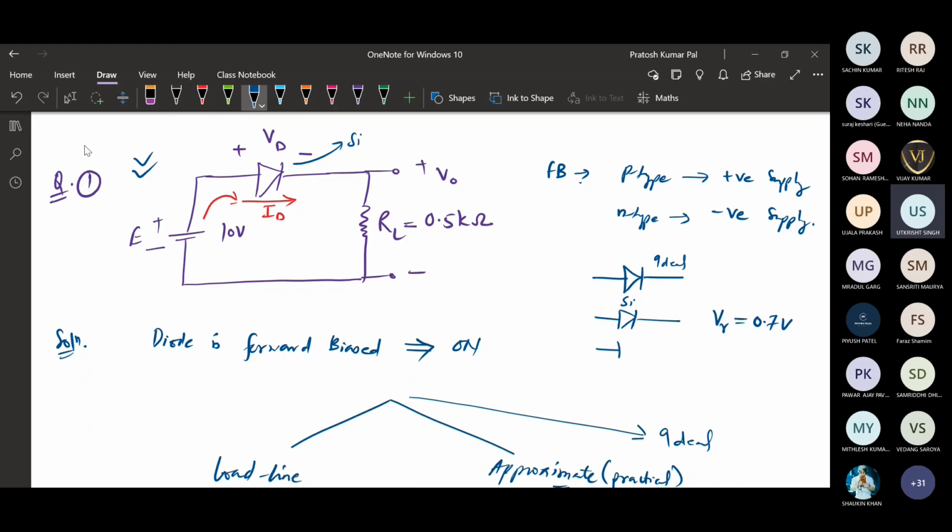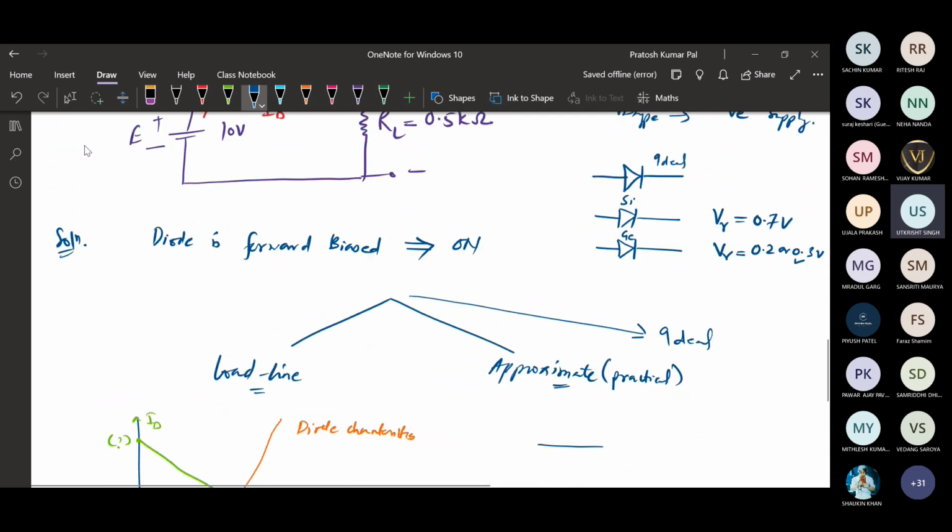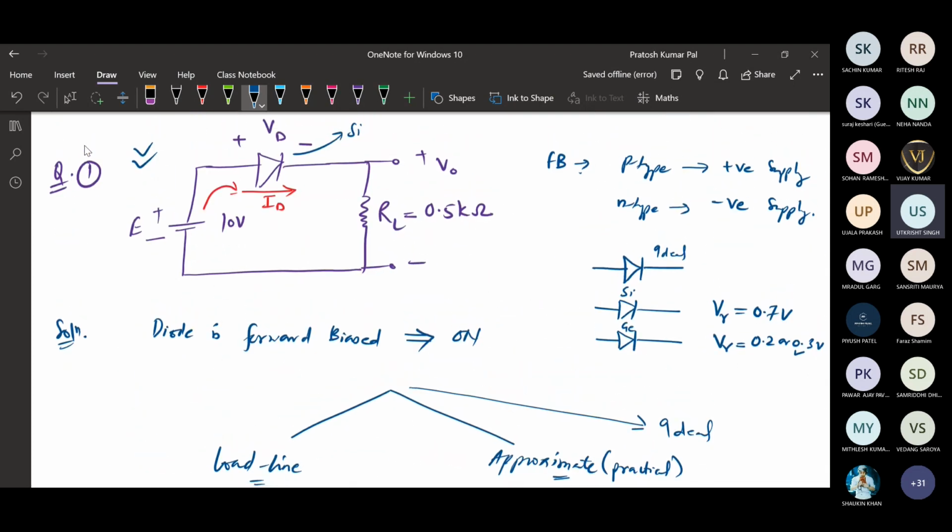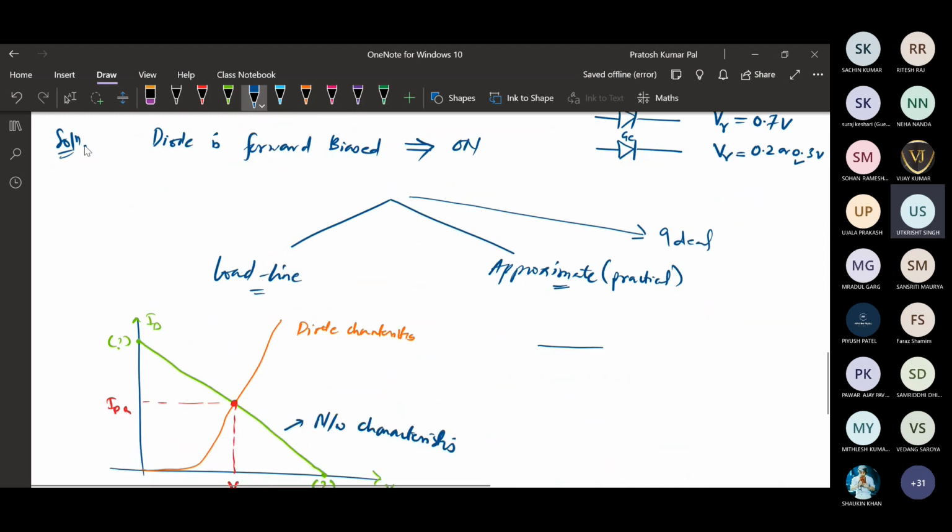Sometimes the diode symbol is written as germanium. In that case, we will use 0.2, or sometimes 0.3 volt. We will check whether we have 0.2 or 0.3. If it is given in the question, we will take whatever voltage is given, or we will consider 0.3 for this germanium case. Here, if it is given that it is a silicon diode, we can take a silicon diode.